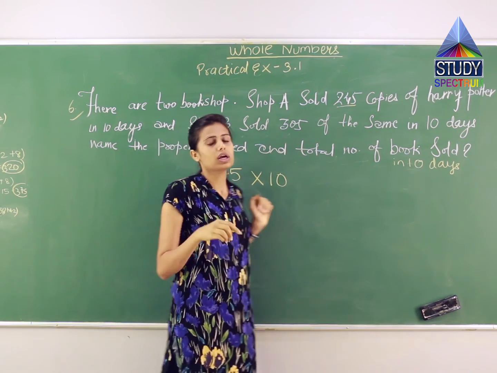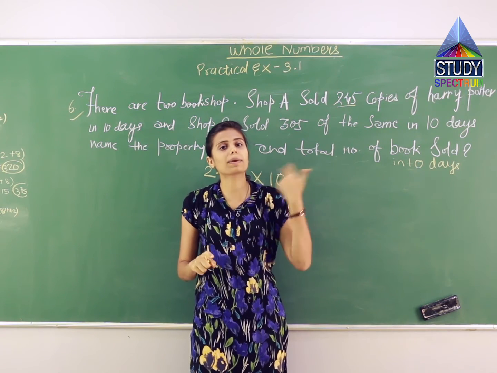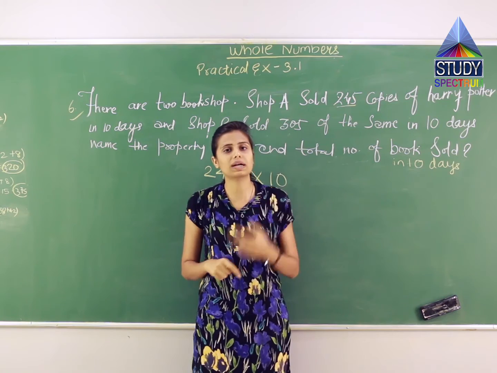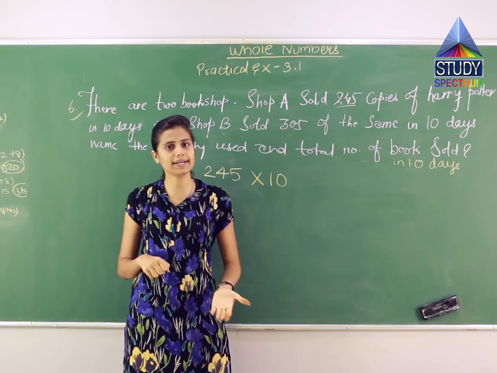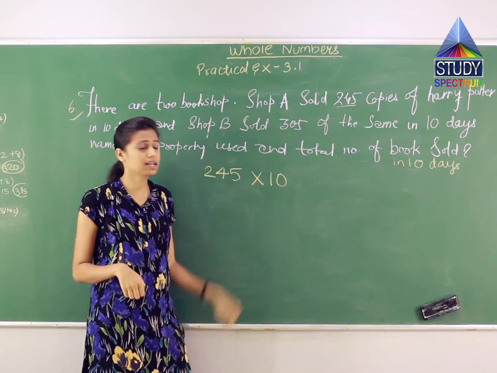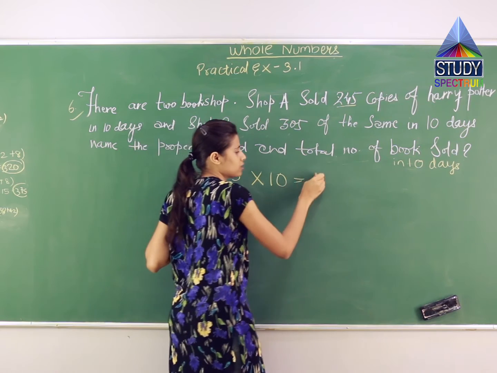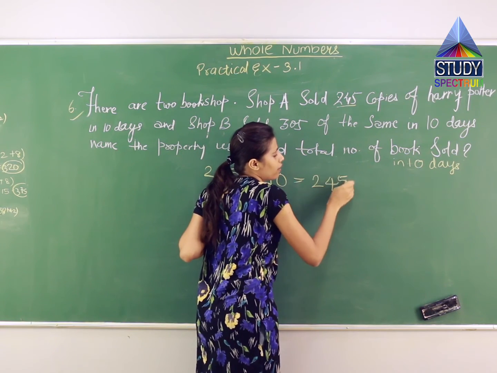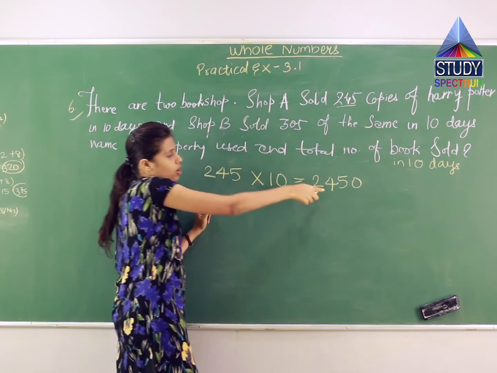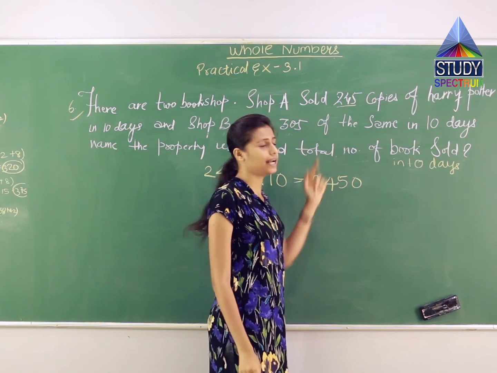If I say you कि मैं I take 2 bananas every day, so how many bananas I'll take in 10 days? एक दिन में 2, तो 2 multiplied by 10, right, which comes to 20. तो same over here, अगर एक दिन में 245 copies, तो 10 दिन में कितना? For that you have to multiply. So the answer I get is 2450, right? So this shop A sells 2450 copies of Harry Potter in 10 days, right?